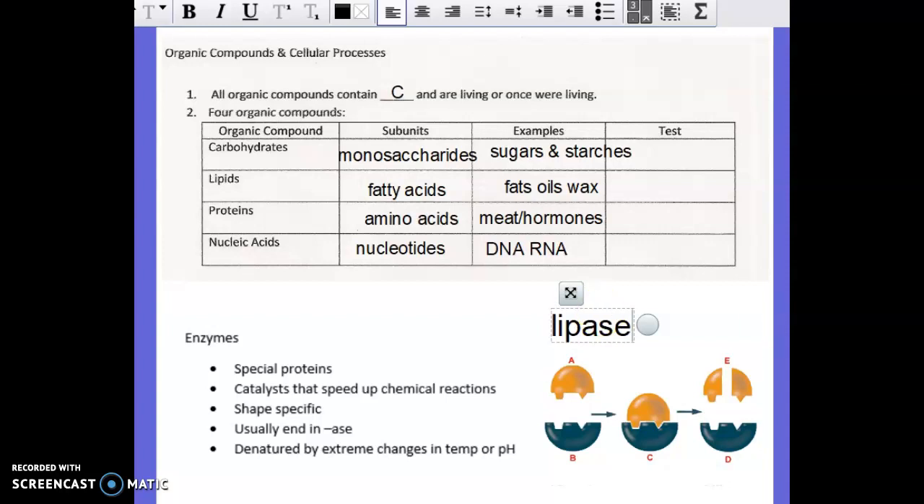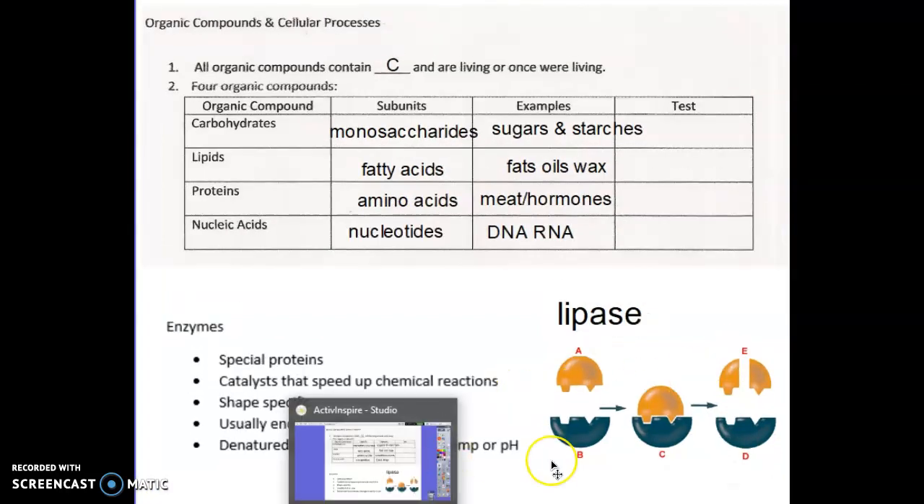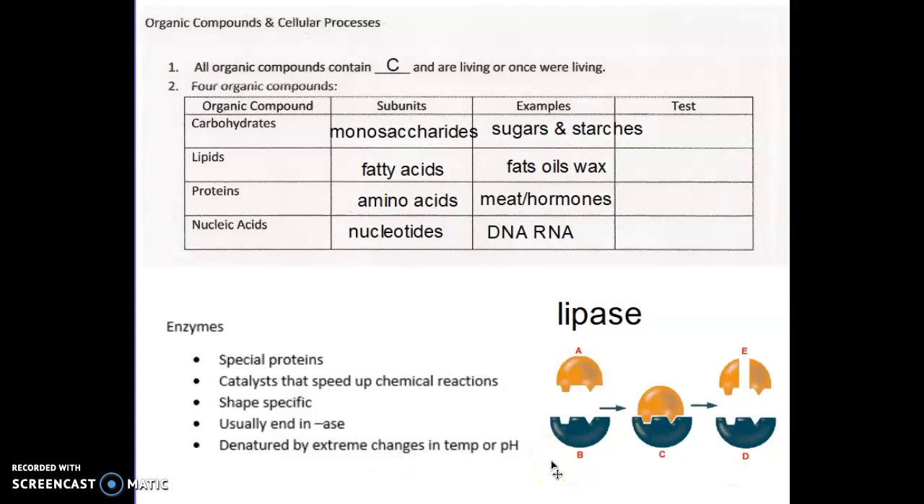And when you change the temperature, it also changes their behavior. They won't be able to work as well. If you have an enzyme that works well at normal body temperature, 98.6 degrees Fahrenheit or 37 degrees Celsius, it wouldn't work very well if you increase the temperature or decrease the temperature. So just remember that enzymes are very picky.